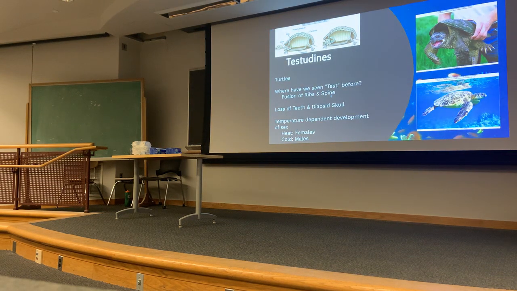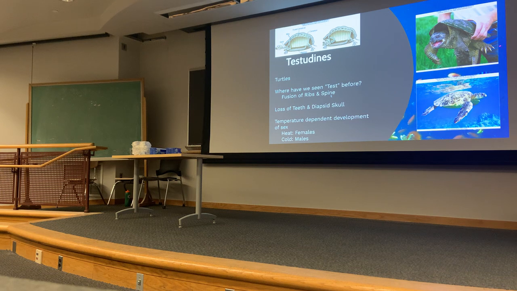And kind of a unique developmental feature of testudines is that the sex of their offspring is dependent on the temperature outside. So if the eggs are laid in a particularly cold environment, you would expect to see males emerge from those eggs, or if they're incubated and preserved in a very warm environment, they're going to be females. And this is going to be contrasted to another group.